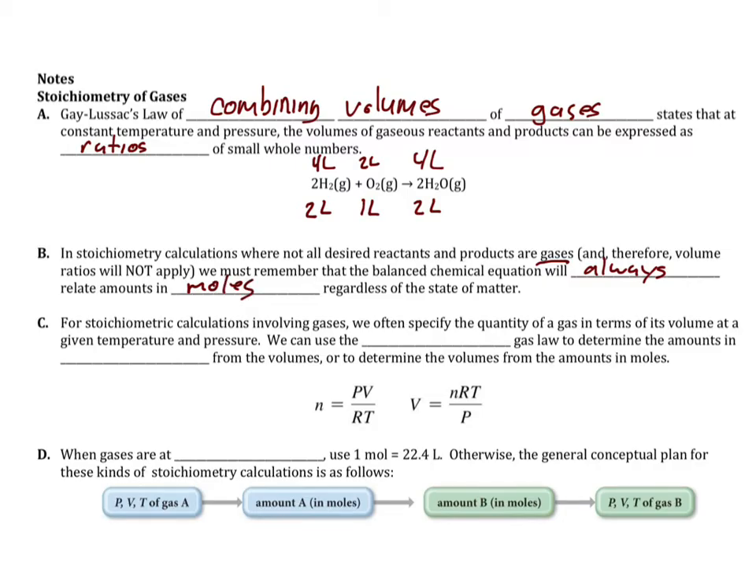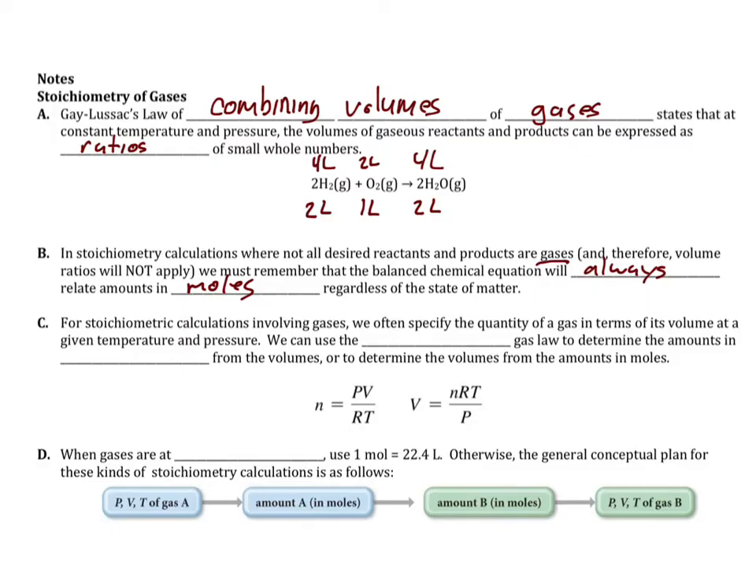So essentially, if we're not dealing with only gases, we can use the fact that these coefficients also tell us the amount of moles. So 2 moles of this will react with 1 mole of this to produce 2 moles of that. And so what we can then do is just convert everything to moles, go from moles of one substance to another, and then convert it to grams or liters or whatever we want.